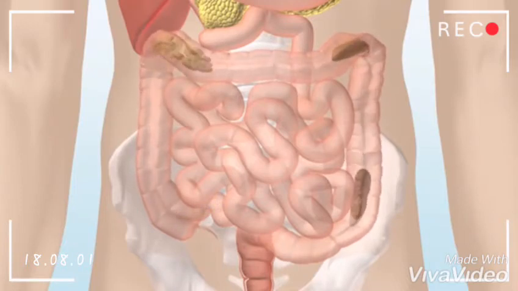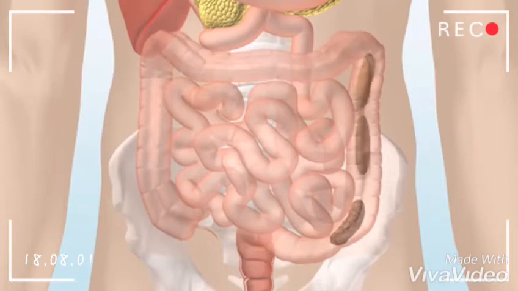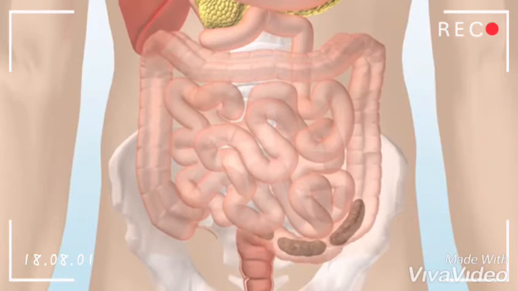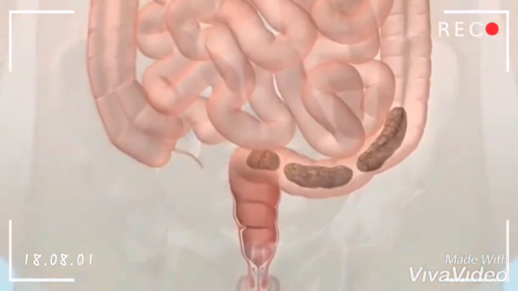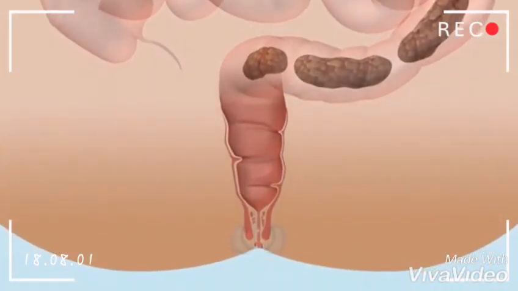The stool is then pushed through the intestine towards the rectum by a series of muscle contractions known as peristalsis. You have 3 to 4 major peristaltic movements each day. The time it takes for food to pass through your digestive system is called the transit time. The average transit time for females is 2.4 days and 1.9 days for males.